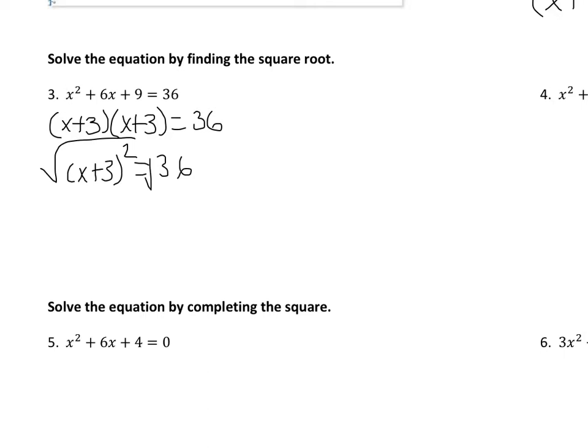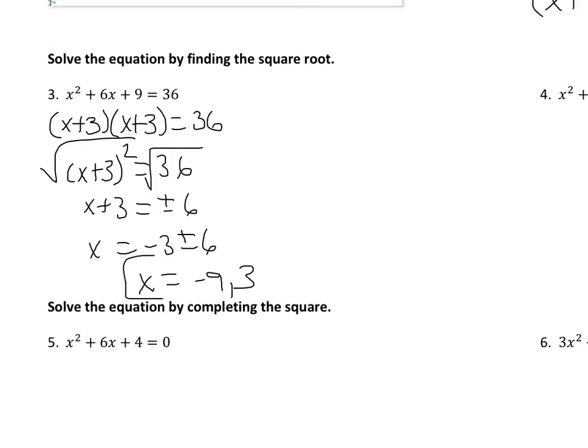Square root: x plus 3 equals plus or minus 6. So x equals negative 3 plus or minus 6. So x equals negative 9 and 3. Because what I did was negative 3 plus 6 and negative 3 minus 6. Okay? So let's take a look at another one.